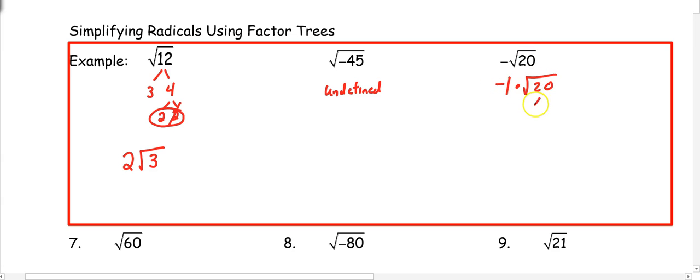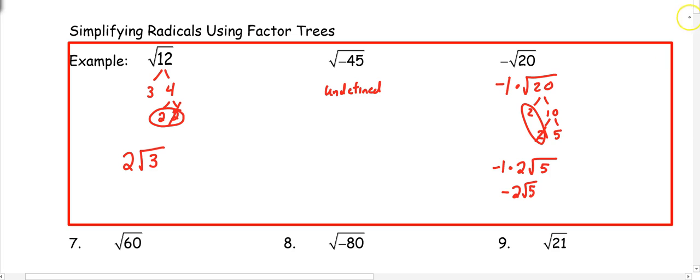square root of 20. So we're going to break down 20. Two numbers that multiply to 20 are 2 and 10. Two numbers that multiply to 10 are 2 and 5. So we have a pair of 2's and a 5 left over. Now there's already that negative 1, so the negative 1 gets to stay and multiplies with our pair of 2's. Under the radical is the 5 because it didn't have a buddy. So we have negative 2 root 5.